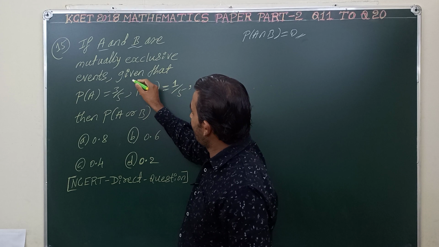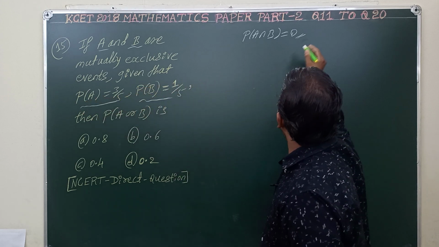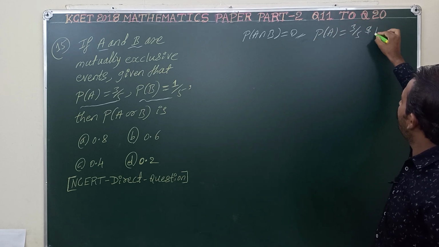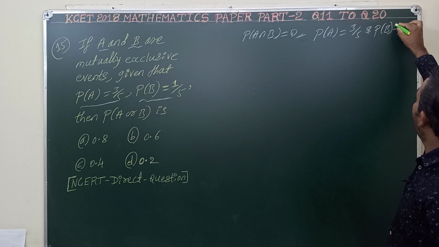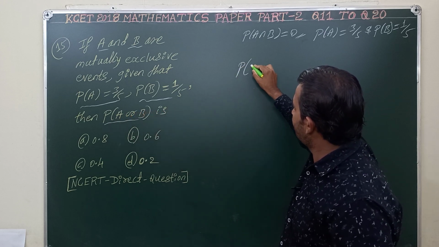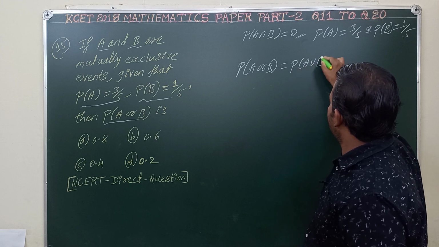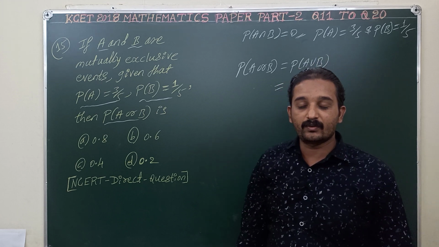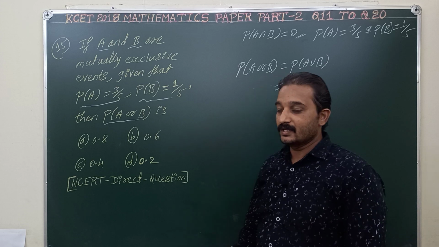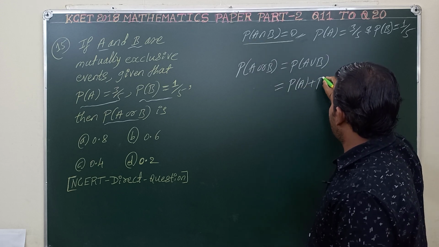So using this condition you have to find the answer, and one more condition is given: the probability of A is equal to 3 by 5 and the probability of B is equal to 1 divided by 5. Then find the probability of A or B. We know that the probability of A or B is equal to the probability of A union B. Using the formula, the probability of A union B is the probability of A plus the probability of B minus the probability of A intersection B. Here the probability of A intersection B is 0, so directly you can write the probability of A plus the probability of B.